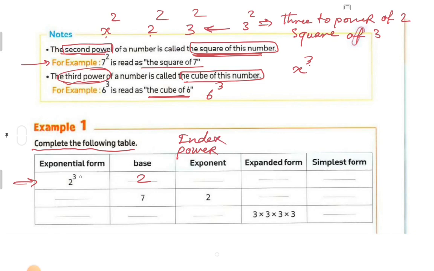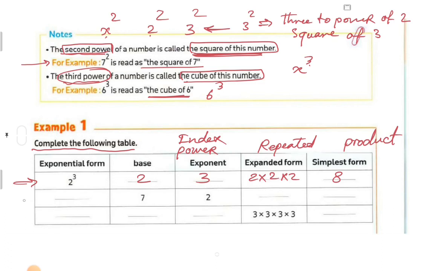The exponent is 3, because it's 2 to the power 3. The expanded form is the repeated form: 2 times itself 3 times, 2 by 2 by 2. The simplest form is the product of the operation: 2 by 2 is 4, 4 by 2 equals 8.